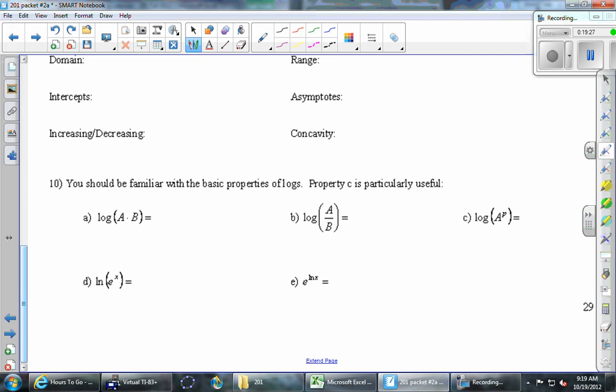Okay, let's see. Log of a times b. Anybody remember what happens when you have log of a product of two things? You add them, so it becomes log of a plus log of b. What happens to division? Subtraction, log a minus log b.